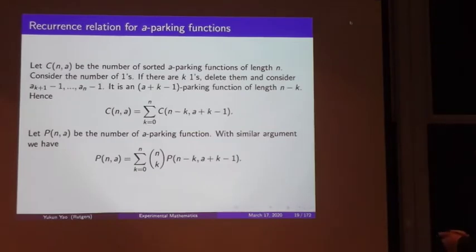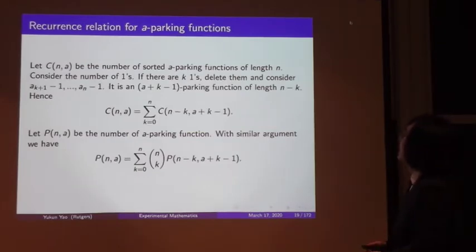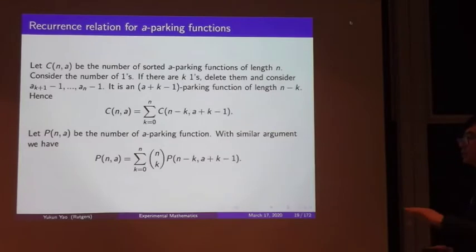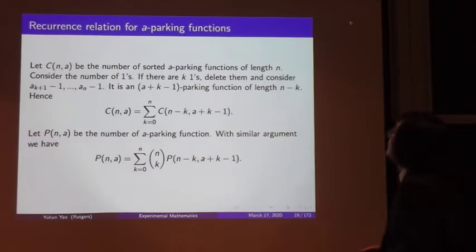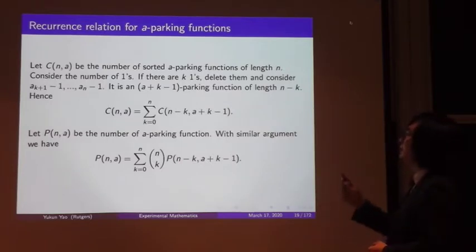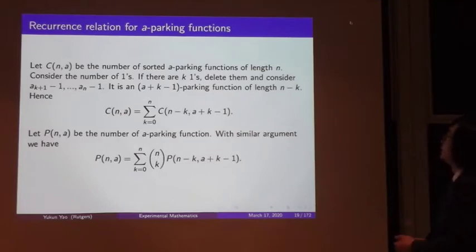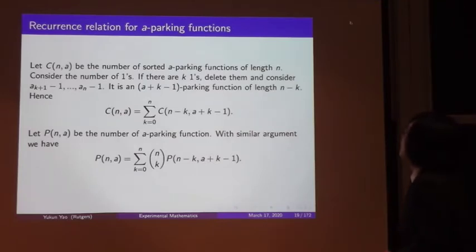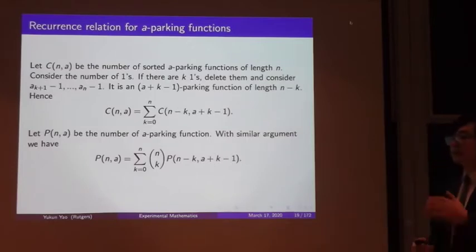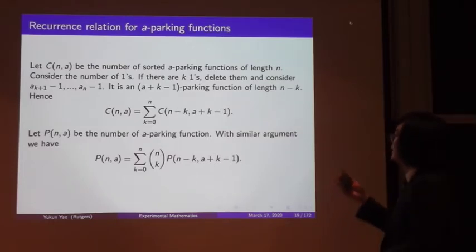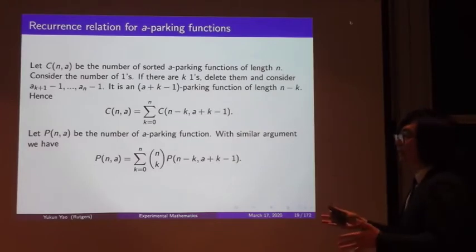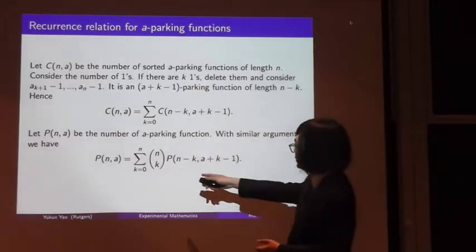So if we let C(n,a) be the number of sorted a-parking functions of length n, then we have this recurrence relation, because we just need to consider the number of ones. If there are k ones, then we delete them, and we consider a_{k+1}-1 up to a_n-1. So this is an (a+k-1)-parking function of length n-k. Similarly, if P(n,a) is the number of a-parking functions, we still consider the number of ones. But in this case, if there are k ones, we need to consider the location. So in the recurrence relation, we have the extra term n choose k.